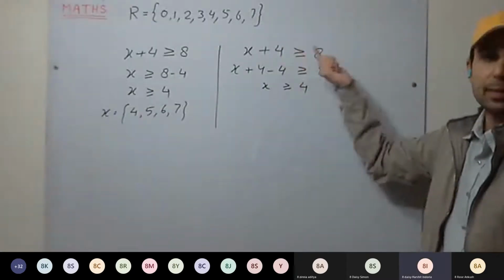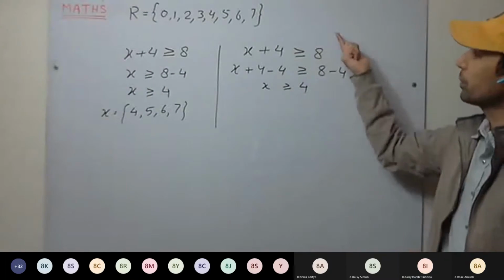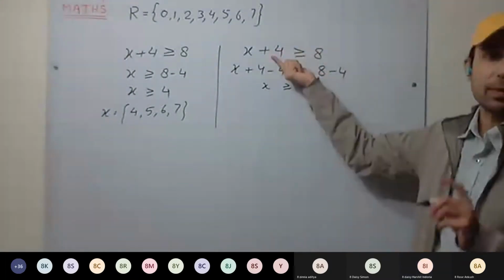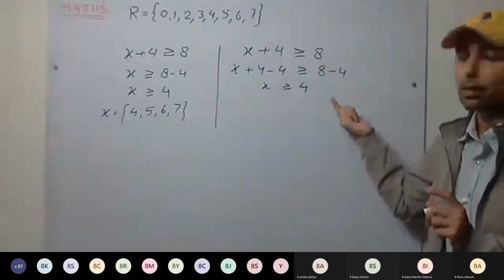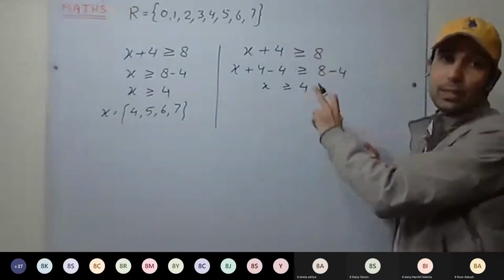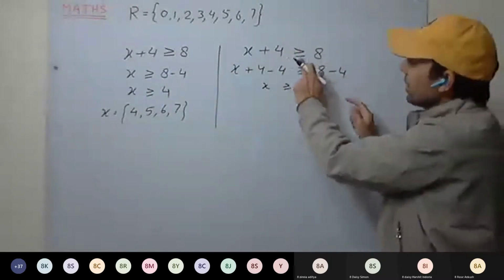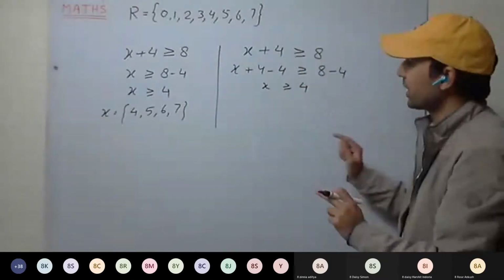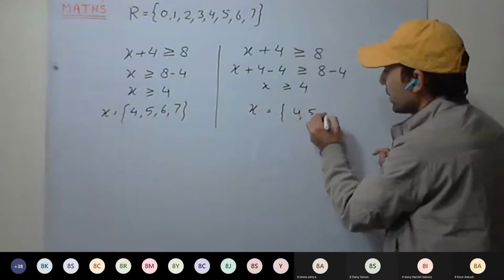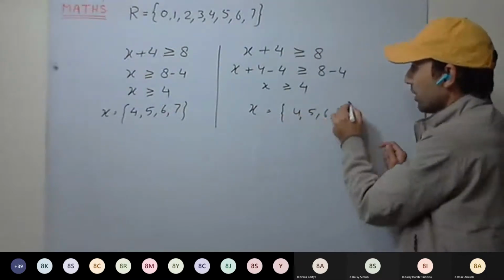We can as well add the same number on both sides. We can multiply by the same number on both sides. We can divide by the same number on both sides. But while dividing and multiplying, the number must be positive. If it is negative, the sign will change. We'll be seeing that in another question. So x equals 4, 5, 6, 7. Understood this one?